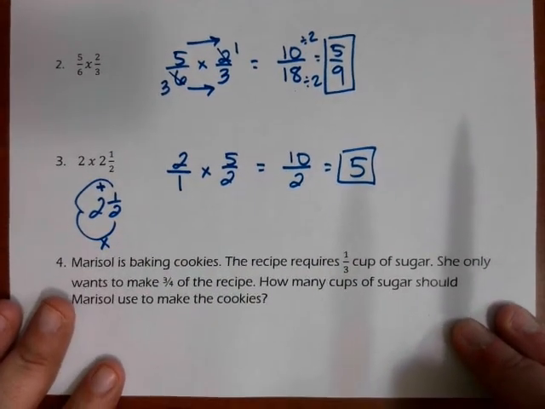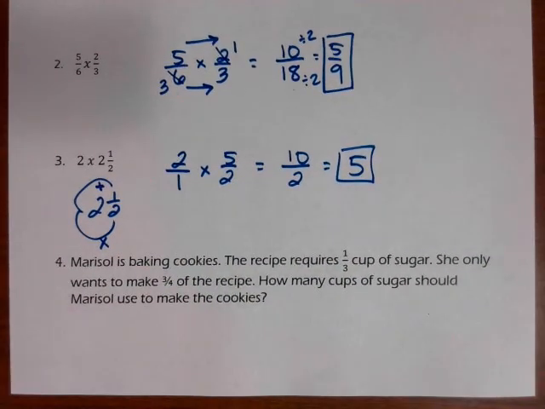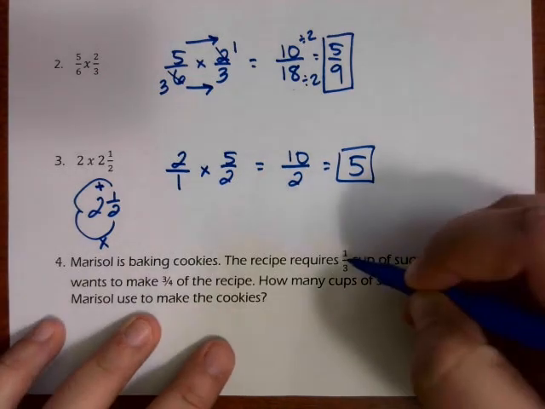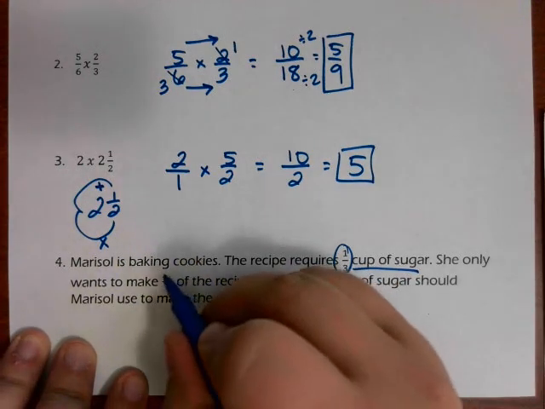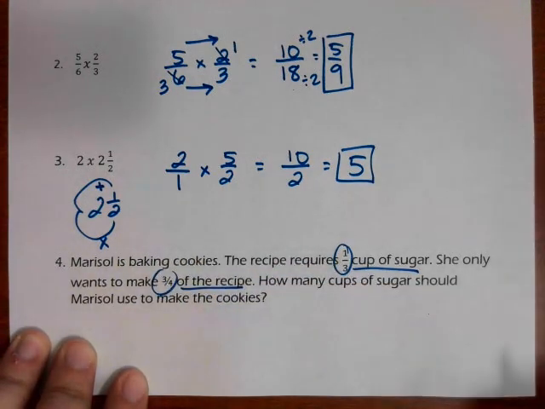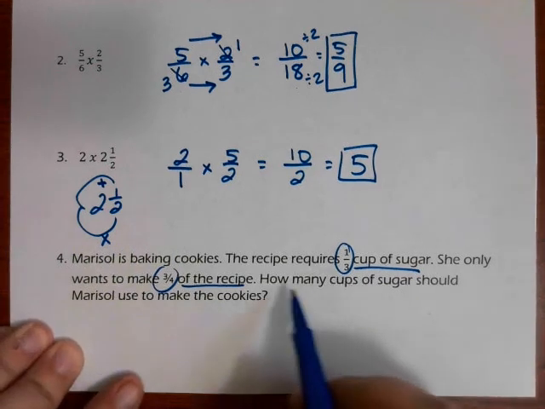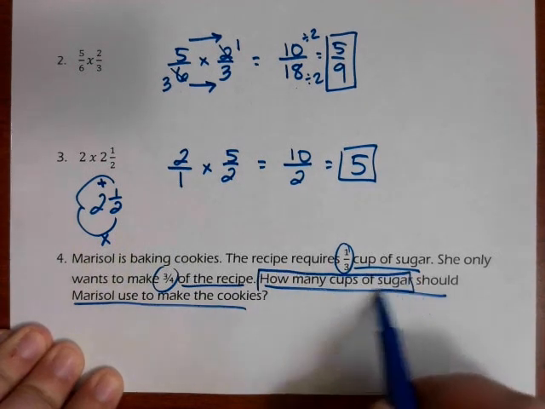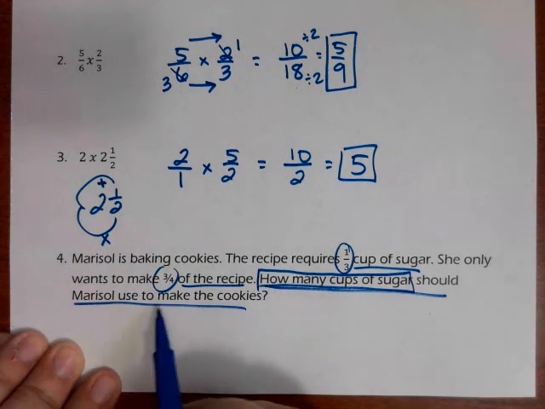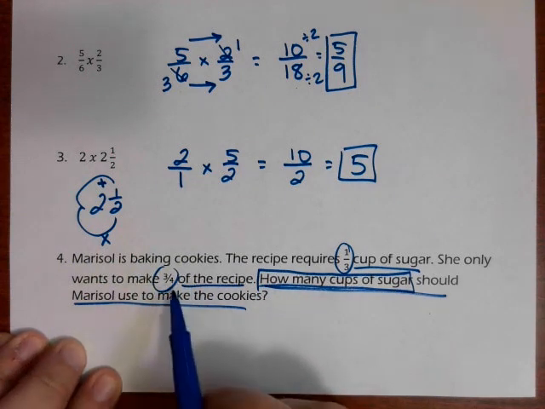All right, and then our last example is a word problem. It says Marisol is baking cookies. The recipe requires 1/3 cup of sugar, but she only wants to make 3/4 of the entire recipe. We want to know how many cups of sugar should Marisol use to make the cookies. How many cups of sugar should she use to make the cookies in this 3/4 of the recipe?